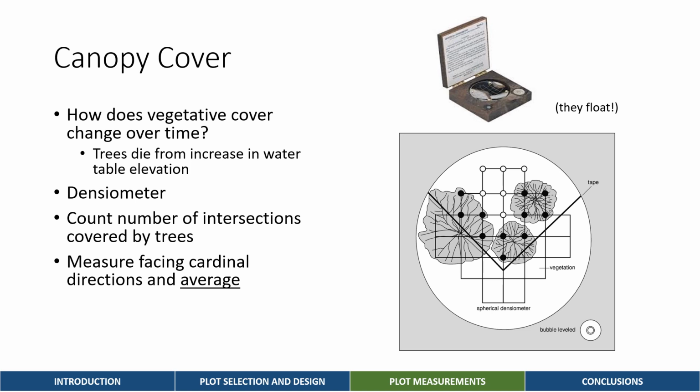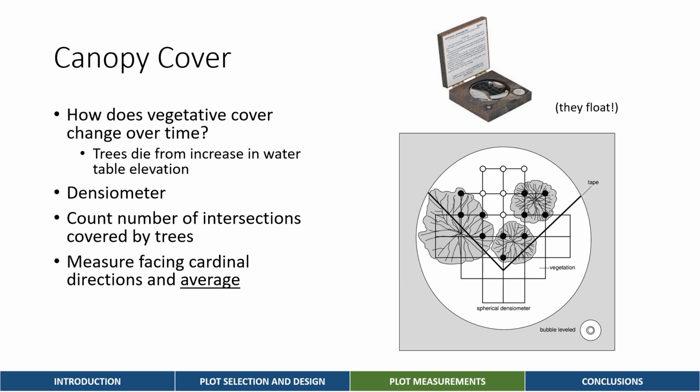We used a densiometer for this, and the way you use a densiometer is by calculating the percent coverage of the canopy by averaging densiometer measurements in each cardinal direction. You count the number of intersections on the grid that's on the densiometer, and then that number is what you record, and our app calculated the average for us.